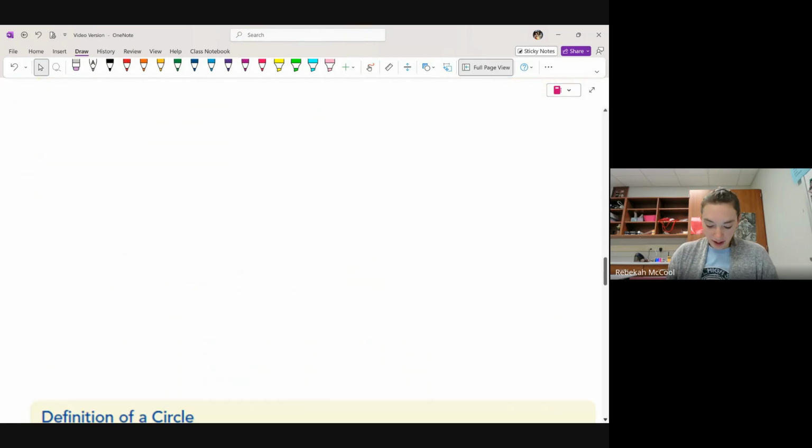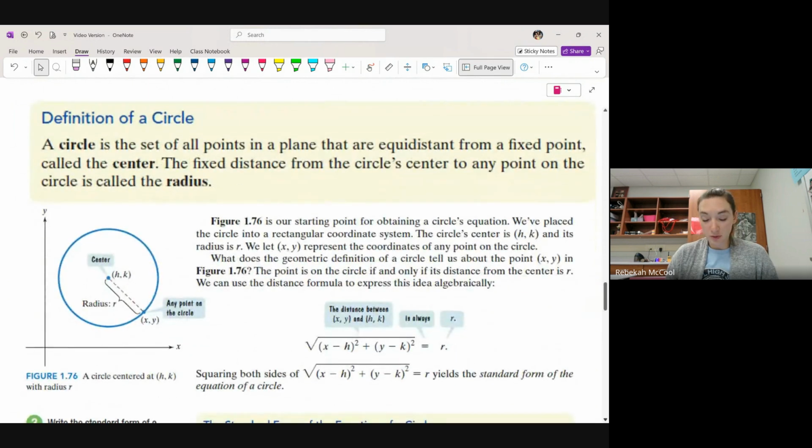So the last topic we're going to look at is circles. We've got the formal geometric definition here. A circle is a set of all points in a plane that are equidistant from a fixed point called the center. The fixed distance from the circle center to any point on the circle is called the radius.